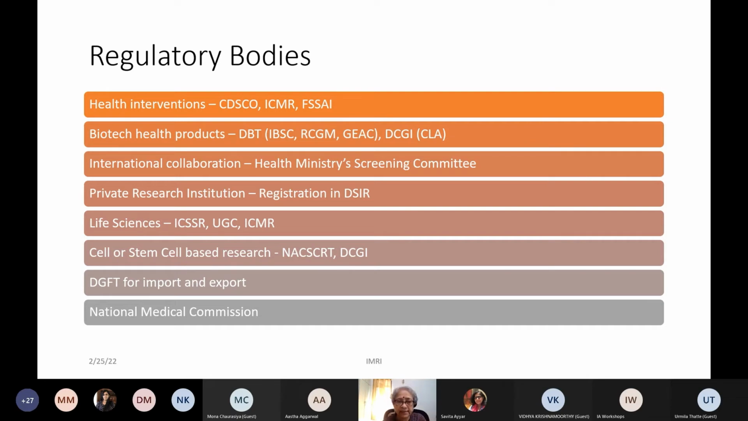Then, of course, the National Medical Commission. The National Medical Commission, of course, requires that the researchers follow all the guidelines and regulations of the country. And in case they do violate that, it will be termed as negligence. Next slide, please.